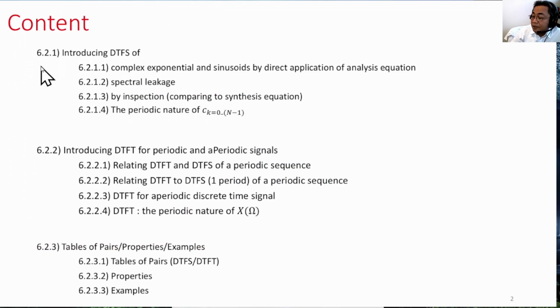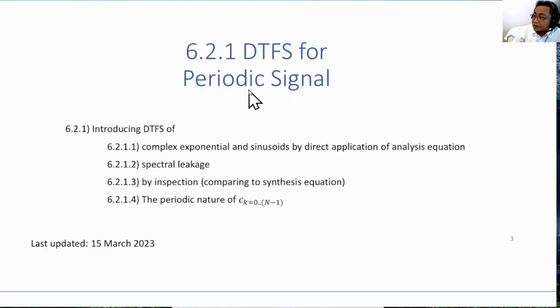Specifically in chapter 6.2.1, we'll introduce DTFS of complex exponentials and sinusoids by direct applications of the analysis equations. We examine spectral leakage, we inspect the synthesis equation, and we see the periodic nature of CKs. Now we know that DTFS is applied only for periodic signals. So the periodic signals we are going to first examine are the simplest ones, the complex exponentials and sinusoids.